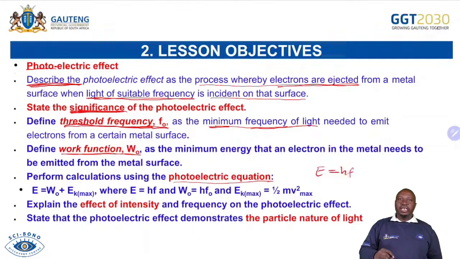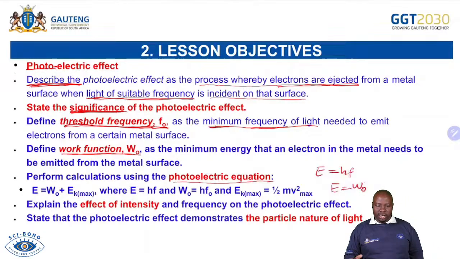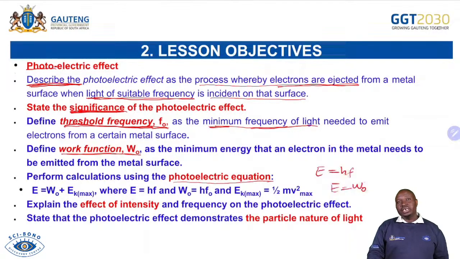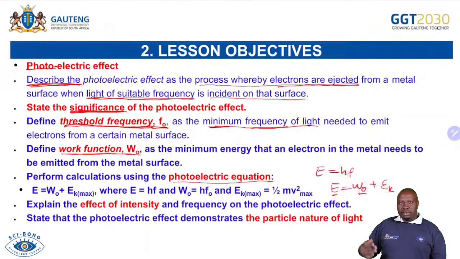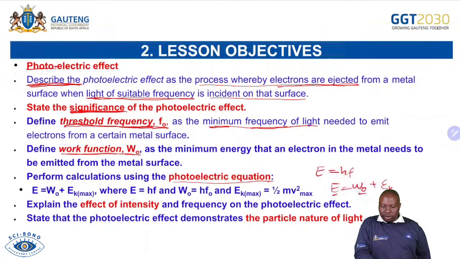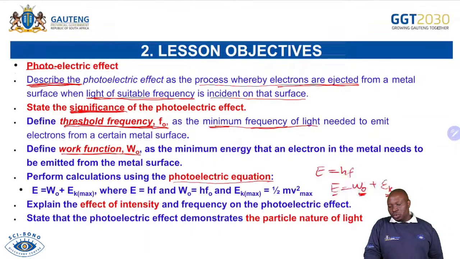So when we say photoelectric equation, we're saying now E equals work function, which we said is the minimum energy required to remove or eject an electron from the metal surface, plus EK. So what are we saying here? We're saying that the energy of a photon must be able to provide the minimum energy required, but all the other energy in excess, the energy that remains after we have met the threshold or the work function, must be converted to EK.